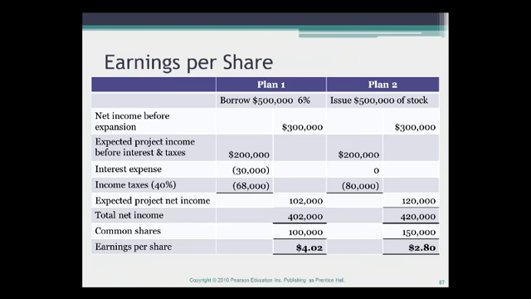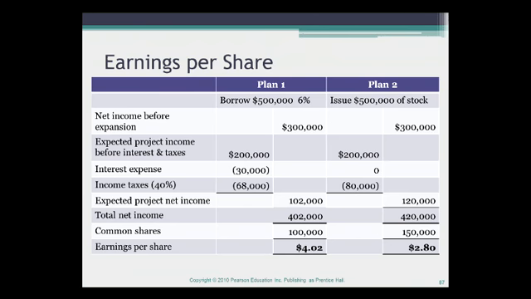Instead of borrowing the $500,000, we could issue $500,000 worth of stock. Let's say we issue 50,000 additional shares of stock and that gives us the $500,000 that we need. So we still have net income before expansion of $300,000. Our expected project income is the same because nothing has changed with the project. It's just how we generated that $500,000.